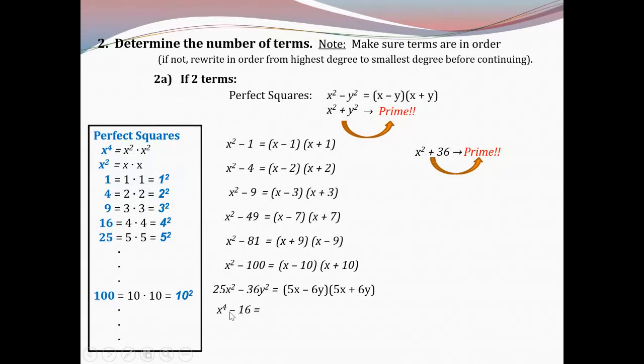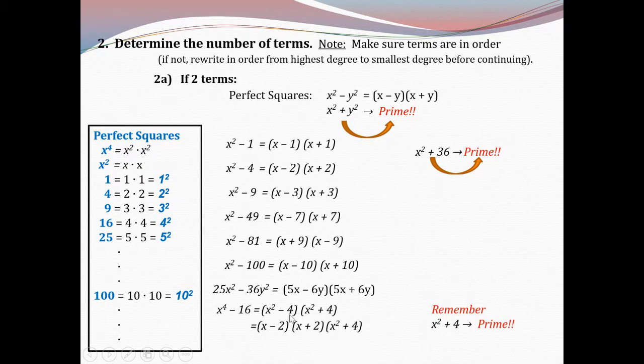Okay, now how about x to the fourth minus 16? So x to the fourth, right, is a perfect square. It's going to be x squared times x squared. And the 16 is a perfect square, right? It's going to be 4 times 4. And it's a minus, so we can do that, right? So it's going to be x squared minus 4 and x squared plus 4. Remember, the x squared plus 4 is prime, so this cannot be factored any further. The x squared minus 4 is going to be x minus 2 and x plus 2. Right? And then the x squared plus 4, we just leave it.